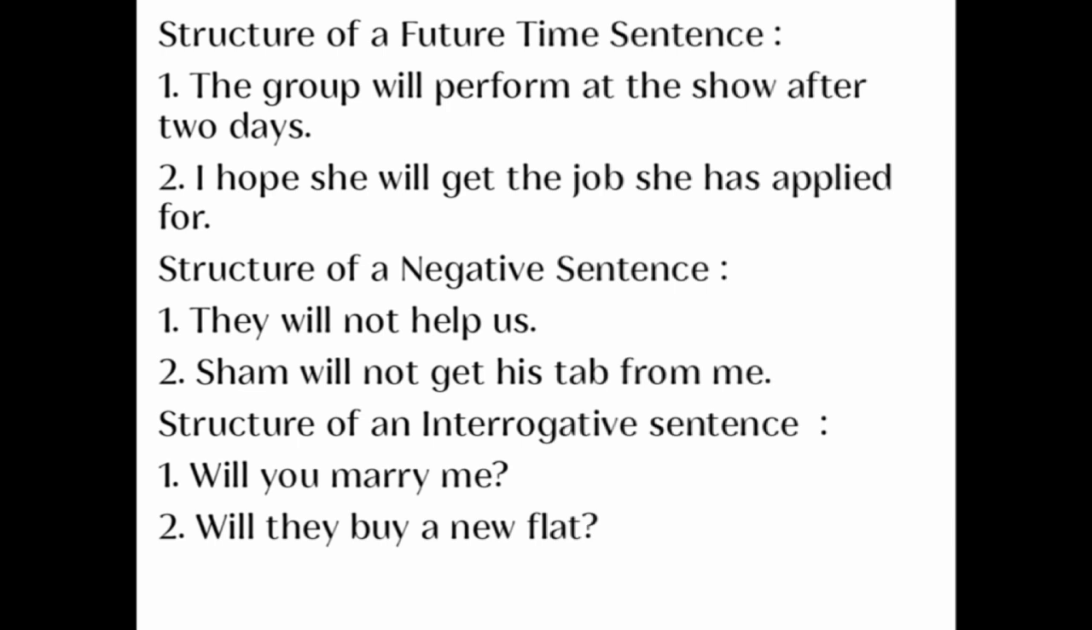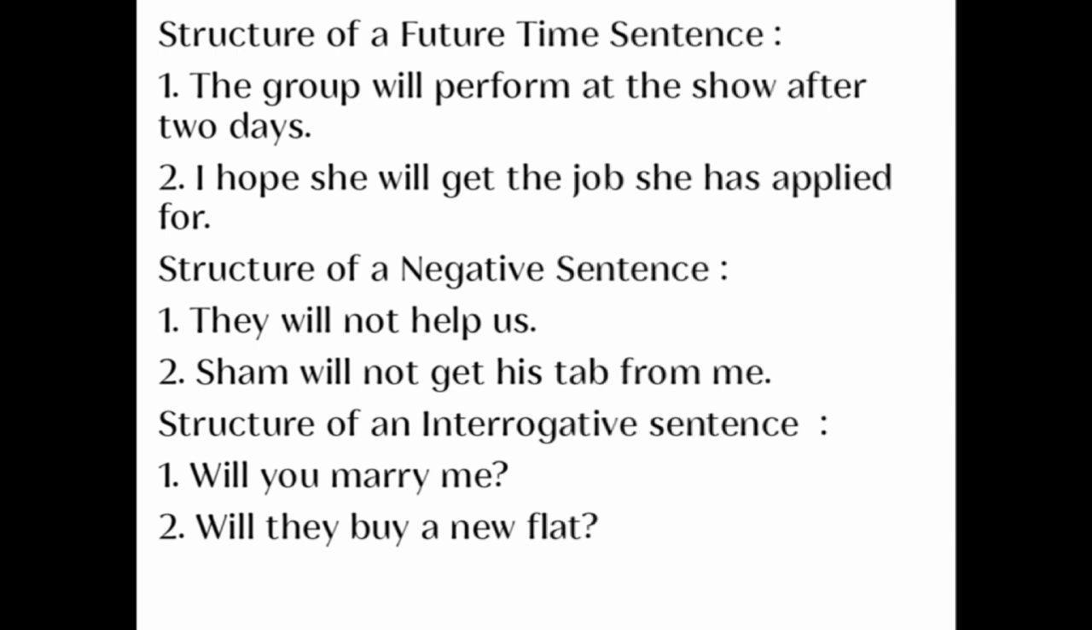Next we have structure of a negative sentence. It includes subject, auxiliary verb will plus not plus the base form of the verb plus object. They will not help us. Auxiliary verb is will here. Sham will not get his tab from me. So it is including verb, object, auxiliary verb and the subject.